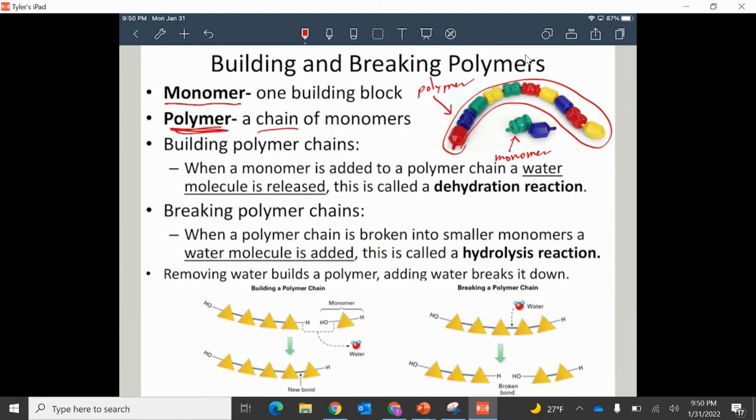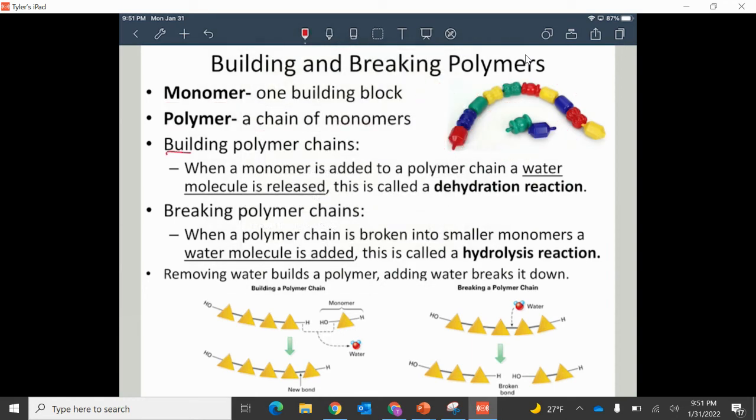And so it's important that we understand how you make these polymers, and then how you break them down and use them to make new stuff, right? Because cells are always making new things too. And so you may not like the chain like this. You may want to make a different chain. Well, you got to know how to break those things down. So that's what we want to talk about here for just a second.